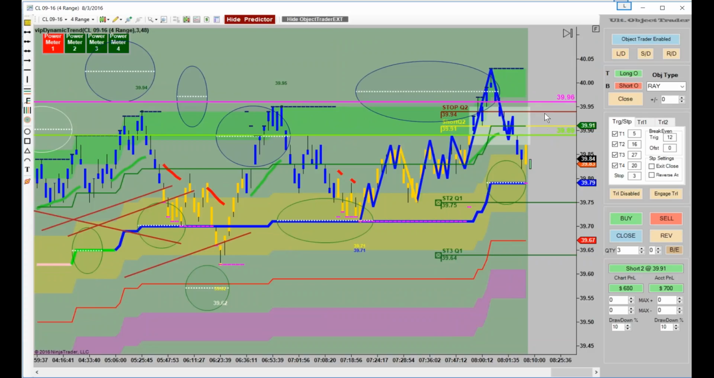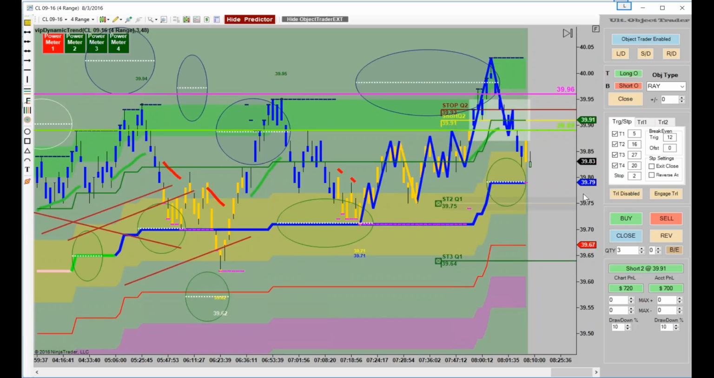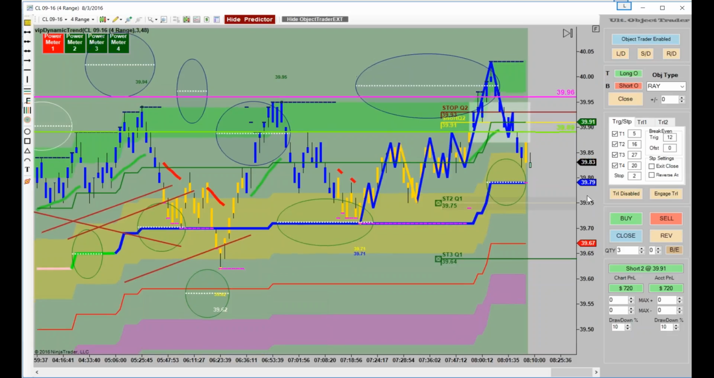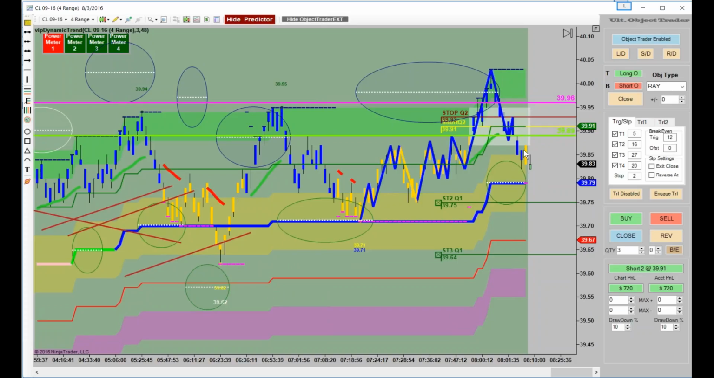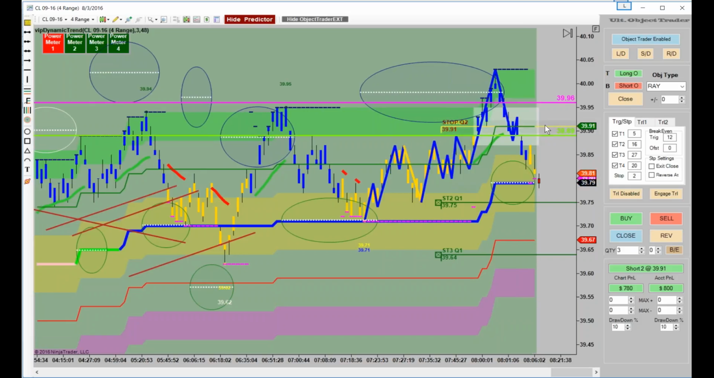Okay, we could get ready to flip it again if it takes out lightning. Right now, lightning's right there. I wouldn't like that, but we'll see if it'll form another lightning. If it closes below here, your lightning will be right here. It's good enough.